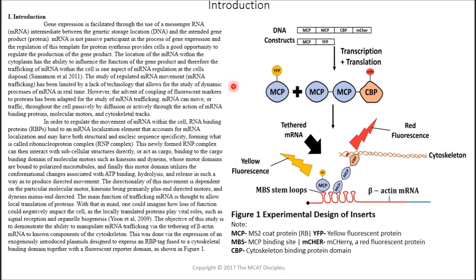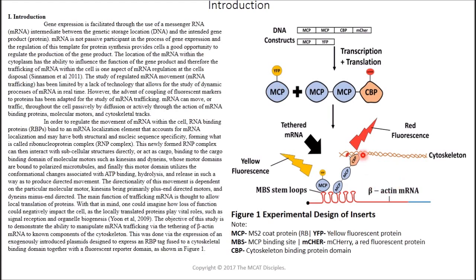Okay, so what I had to do, I had to create DNA. I had to make some exogenous DNA, some DNA that is not made normally. I had to make DNA that codes for a protein that binds to beta-actin mRNA, but will also halt the movement of beta-actin mRNA. And how I chose to do that was taking a cytoskeletal binding protein and coupling it to an mRNA binding protein, which would then tether the bound mRNA to the cytoskeleton, as shown here.